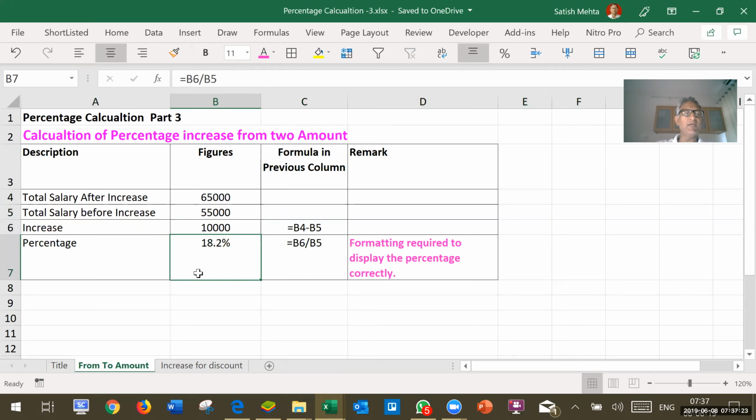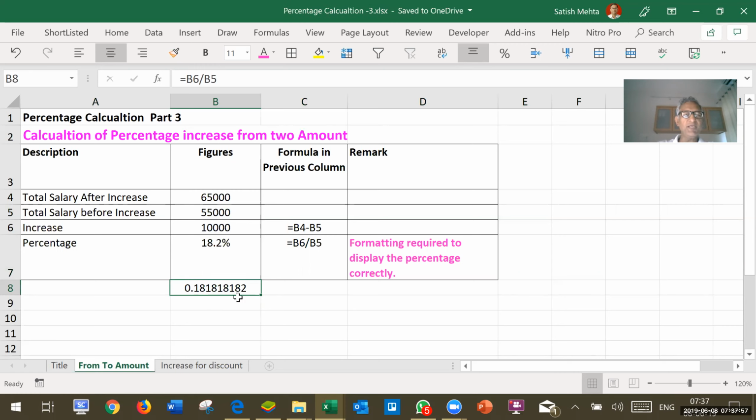Now I want to calculate percentage. Now this percentage I'll show you because it is a two-step process. First I will enter here the formula to calculate percentage, that is equal to this increase amount divided by the salary before increase. So it is B5 and I am pressing just enter and it is calculating the figure correctly, but it is not showing in percentage format.